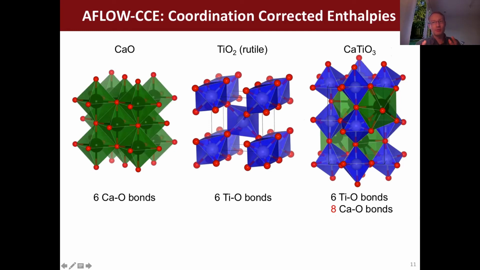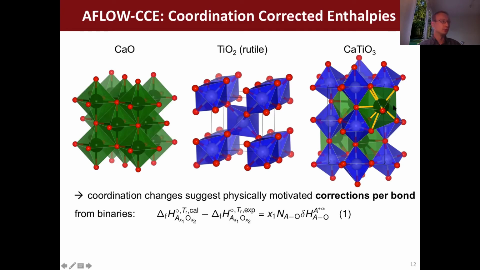And since the number of bonds is maybe the most fundamental property in chemistry that determines the stability of a system, I thought this is the key to the problem, that you actually should correct with respect to the number of bonds that you have. So here you have these 8 bonds highlighted. And so this is what we do. We do a correction based on the coordination, therefore coordination corrected enthalpies, so on a per bond basis.